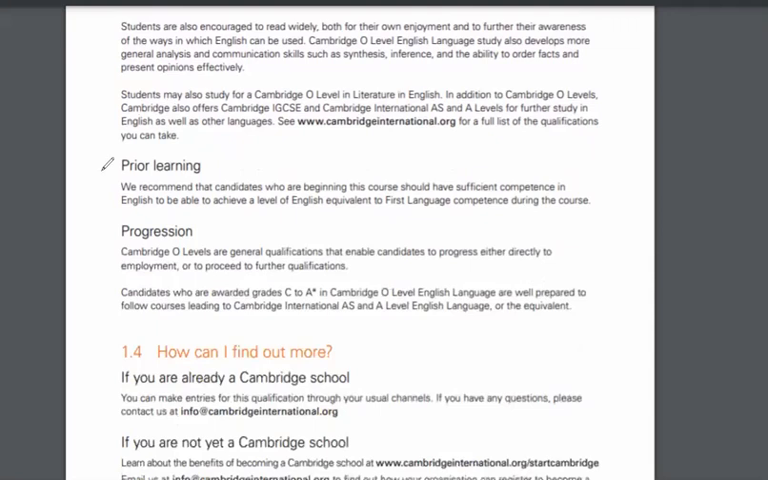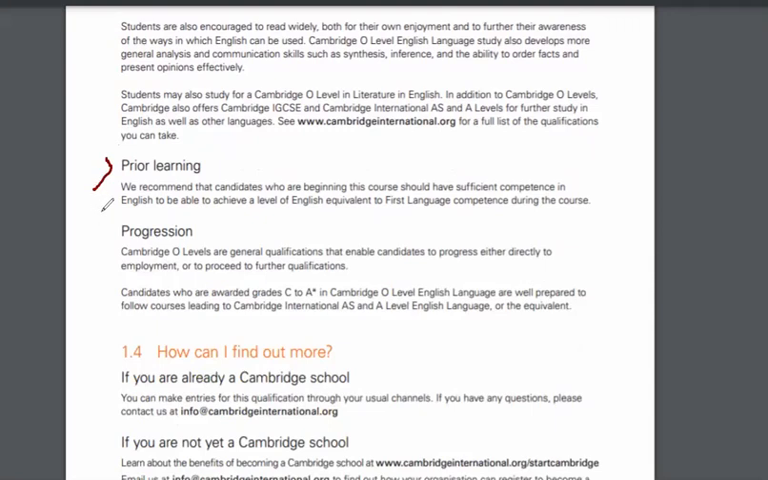Here is what is important next. Prior learning. We recommend that candidates who are beginning this course should have sufficient competence in English to be able to achieve a level of English equivalent to first language competence during the course.